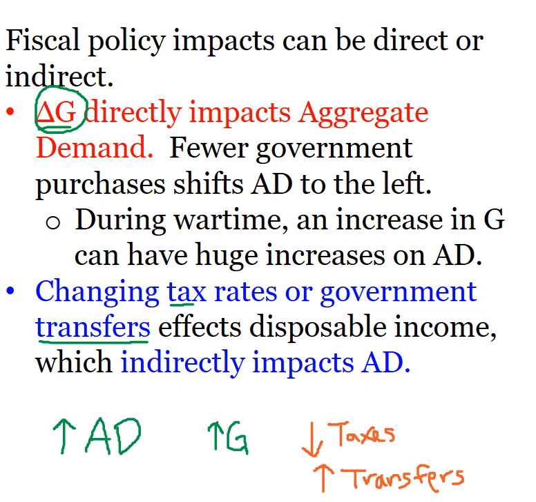I color coordinated them based on direct. Green, the government spending, is the direct one. That orange font, the taxes and the transfers, are the indirect ones. So it's important to know all of these shifters. Remember, I always ask you about shifters, so study your shifters. And not just what things shift aggregate demand, but the direction that they shift them is going to be very important, of course.